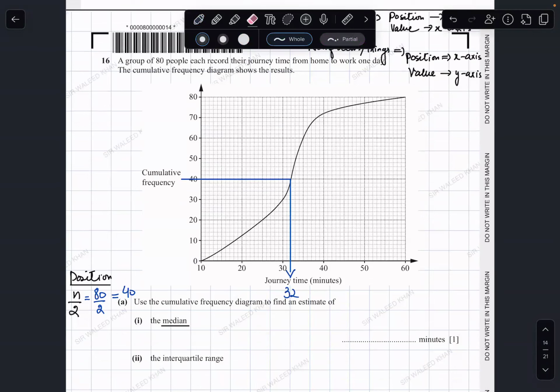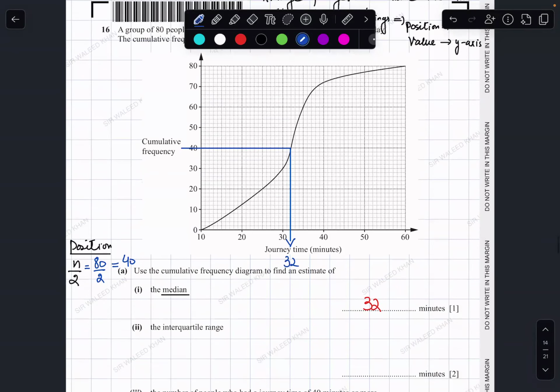It's a computer generated graph. Be as accurate as possible. Okay. So they haven't given any range for this. When you place the ruler, your pencil should be sharp enough to figure this out. Okay. The interquartile range. For this, you need two things.